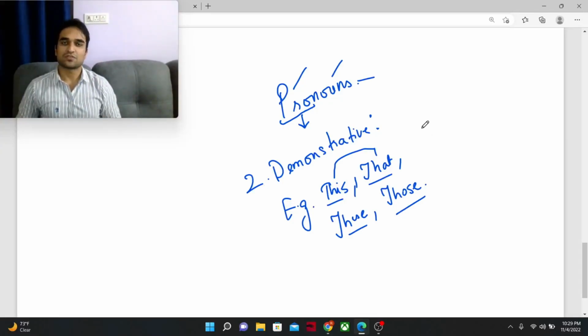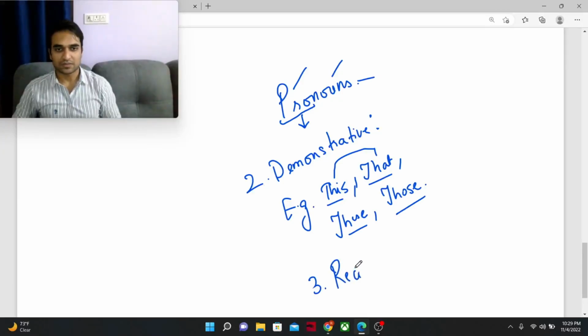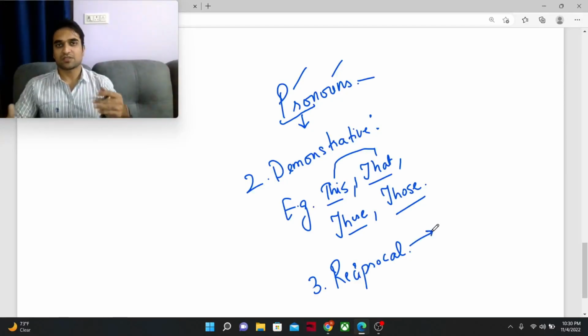I'll now shift to the third kind of pronoun, which is the reciprocal pronoun. Reciprocal pronoun, as the name suggests, reciprocal means if you are giving something, you get the same thing in return. Reciprocal also, mathematically, means P by Q, Q by P. Reciprocal pronouns, the examples will convey a better meaning.